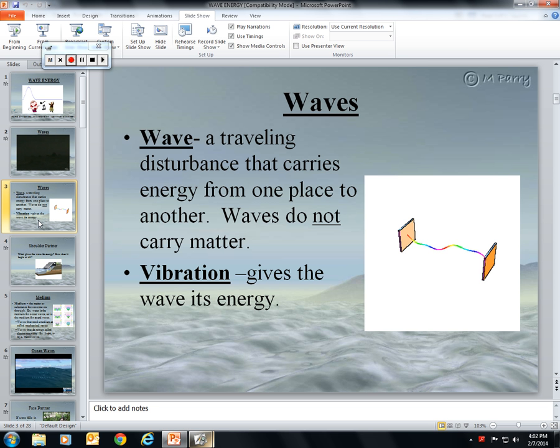If you think about ocean waves, it does not push you forward unless you're in the breaking area. All it does is lift you up and set you down. It does not move you forward, okay? Otherwise, boats and everything else that's out in the ocean would all be washed up ashore. A vibration is what's needed to give the wave energy.